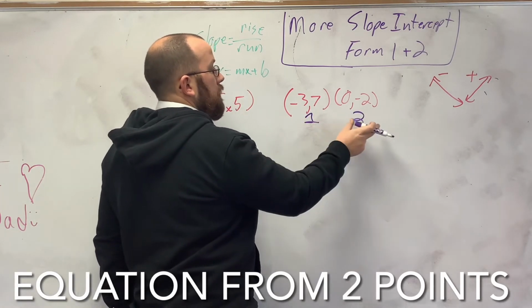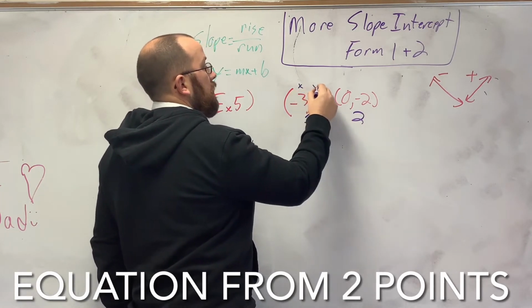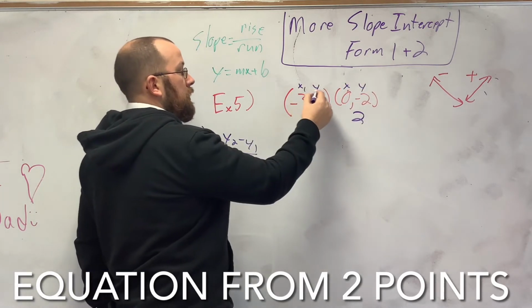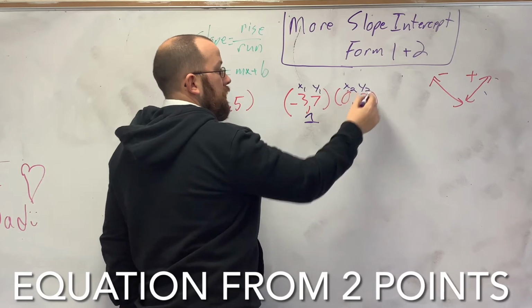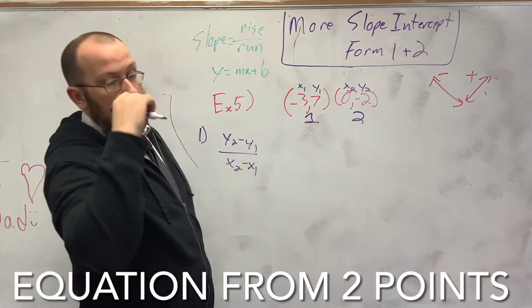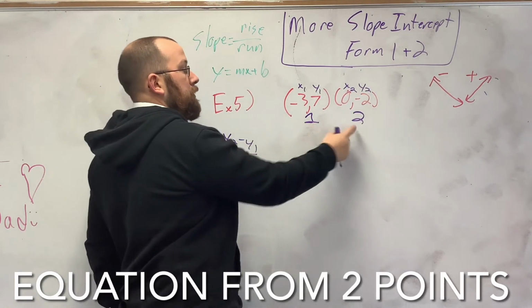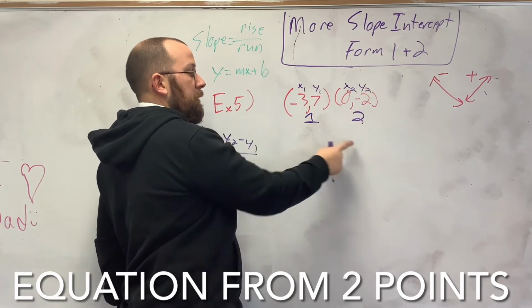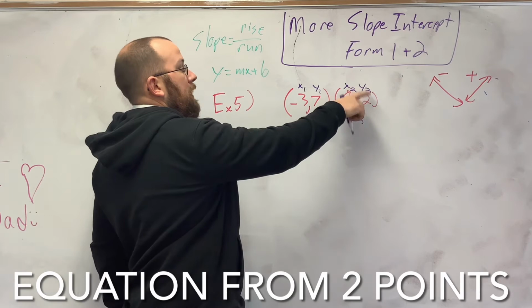I call 1 and then 2. Then I label them x, y, and x, y. It doesn't matter which one you label 1 first. But I've done this so much in other videos that you should know by now. If you don't, go back and watch those videos. I call it 1, 2, do x, y, and then I put the subscript with whatever number I put underneath it. So that way I can't mess it up.